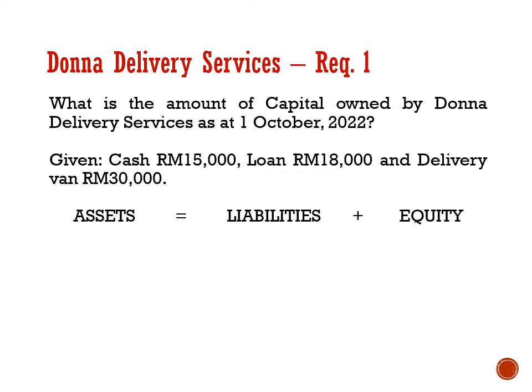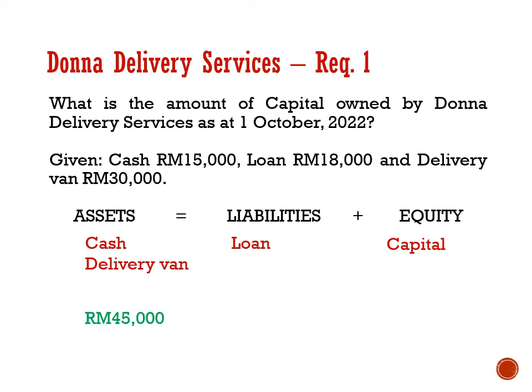To start, let us look at requirement 1. The question asks us to calculate using the accounting equation the capital of Donut Delivery Services as at 1st October 2022. As given in the question, on 1st October, DDS has 15,000 cash, 18,000 bank loan, and a van worth 30,000. So under assets, we have cash and delivery van. Under liabilities, we have only bank loan. And thus, we need to find out how much is the capital as at that date.